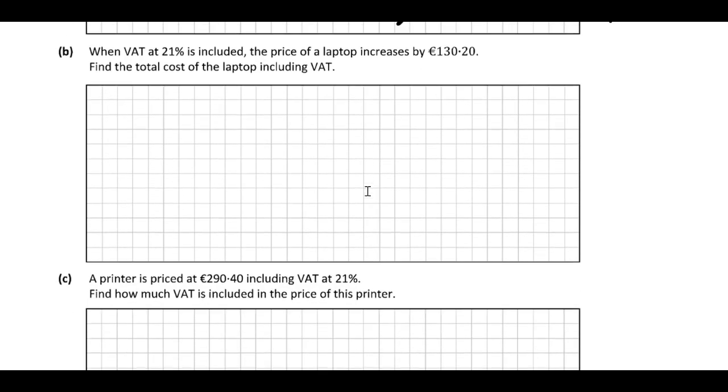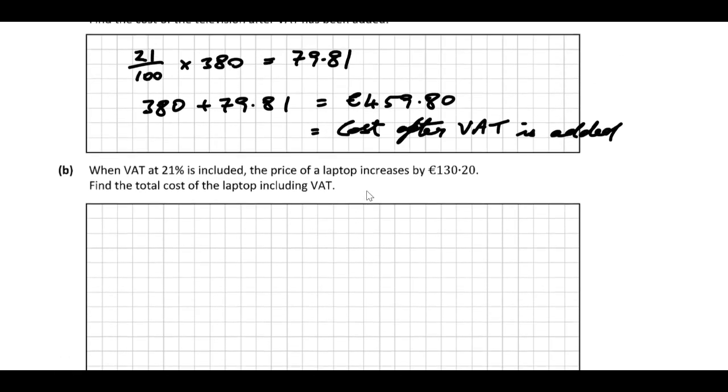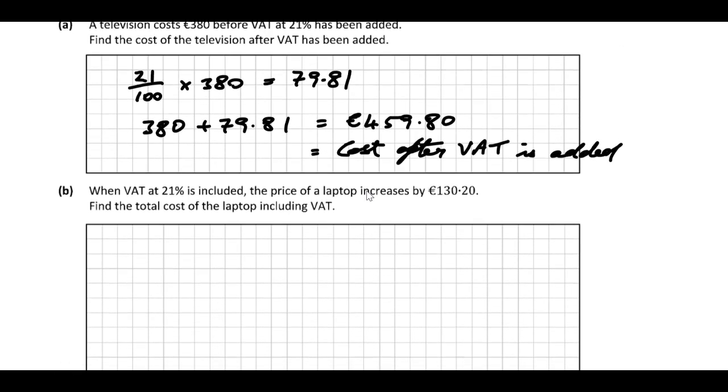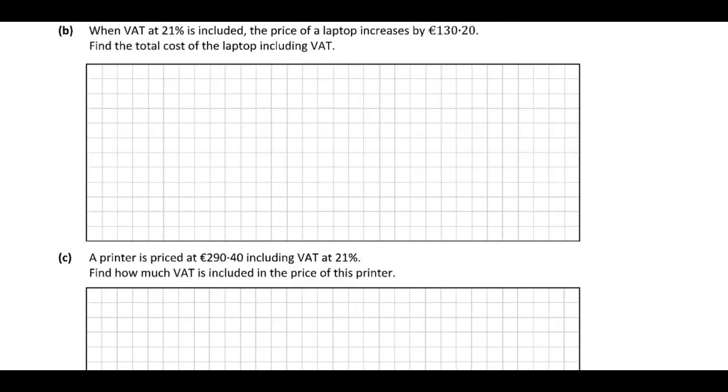Okay, part 2. When VAT at 21% is included, the price of the laptop increases by €130.20. Find the total cost of the laptop including VAT. So it increases by 130.2 euros. Now the VAT was 21%. The 21% is going to be equivalent to the €130.20.